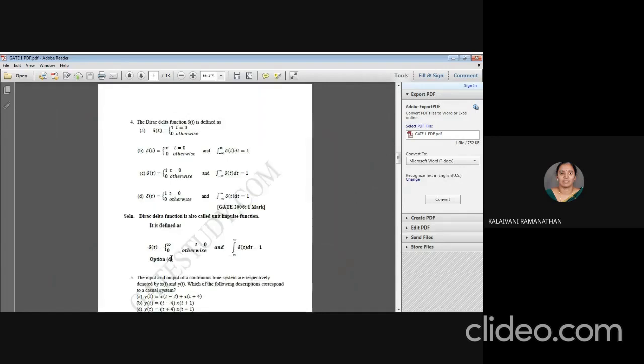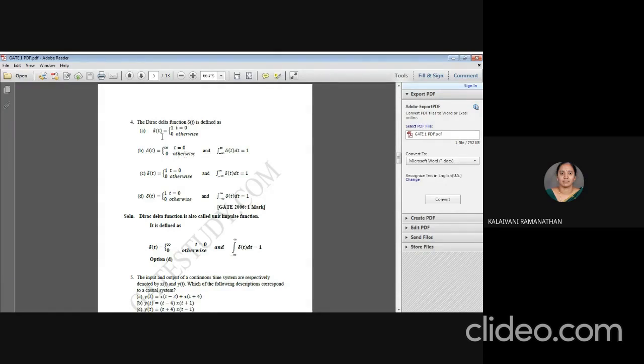So next problem is, the Dirac delta function del of t is defined as. So you have to remember the definition for Dirac delta function and recollect it. From all these four options, you have to choose one. So you have to remember that Dirac delta function del of t is represented in continuous time. So in continuous time, it will be occupying infinite amplitude. So the area will be 1, but it will be having infinite amplitude. So you have to check for those cases.